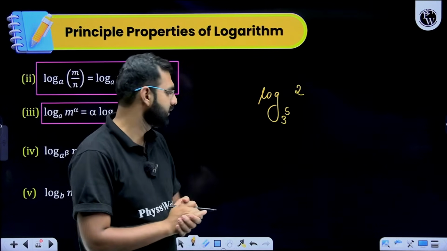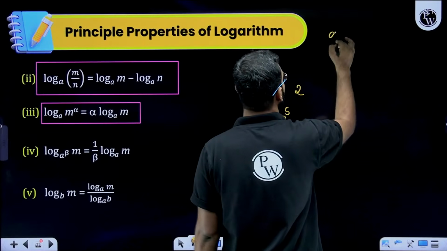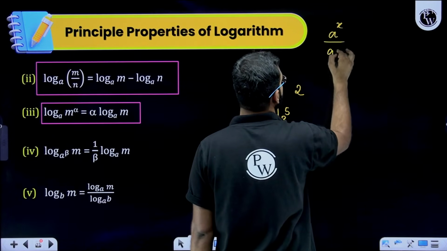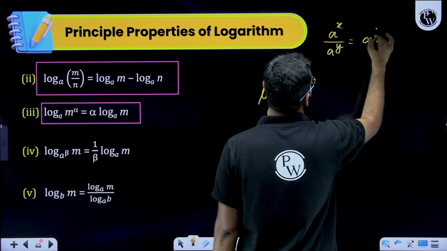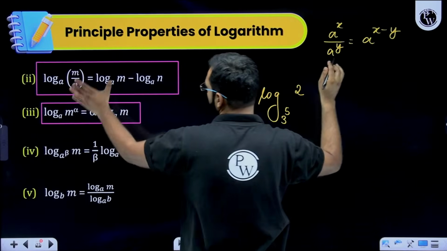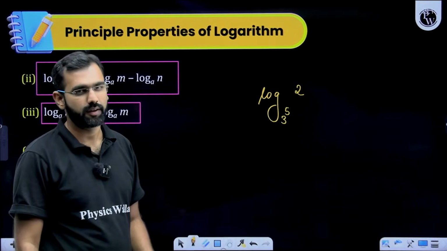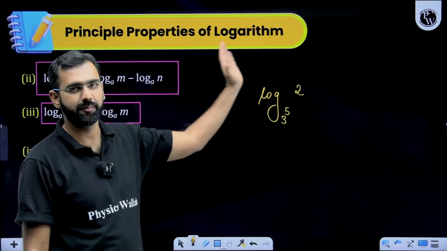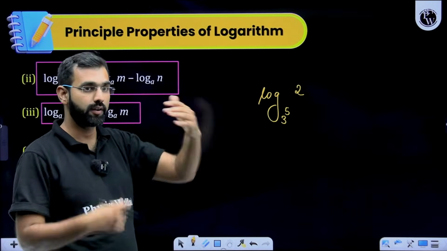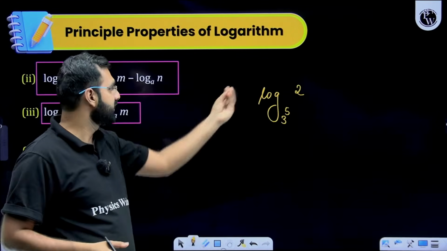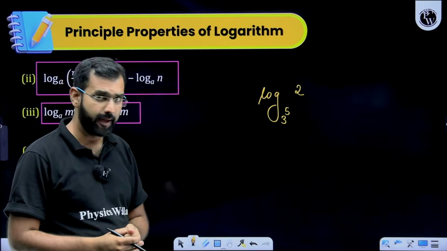The reason is pretty simple here: if you use a to the power x upon a to the power y, then it will result in a to the power x minus y. That's why you have this property. I'm not delving deeper into the complete proof, but I hope you are making some sense out of it. Exponents and logarithms are inversely related, so that's exactly why you have these properties. Are we clear on this?